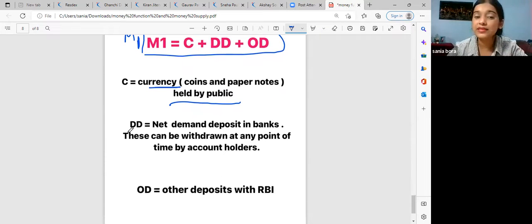Next is DD. This is demand deposit. Whenever you are keeping your money in the bank, that is known as demand deposit, and these can be withdrawn. For example, you deposited 100 rupees in your bank, so that is your deposit, and you can withdraw that amount anytime. But who can withdraw it? Only the account holders can withdraw it.